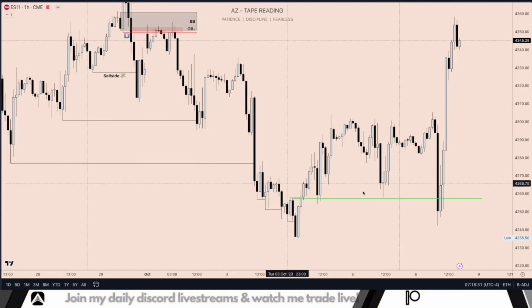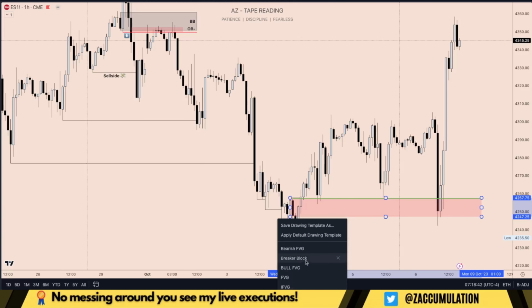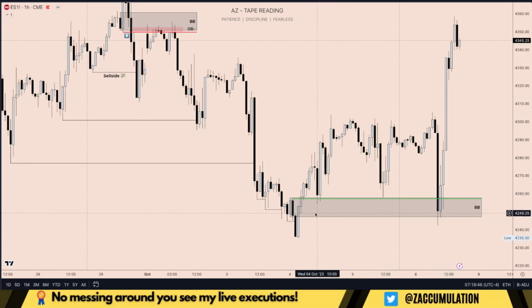What else do we have aligned here? Most recent up closing candle before we displace lower one more time. This becomes our breaker block, like in ICT for beginners video number 4, our breaker block. And what else do we have here? Also a nice little bullish fair value gap.